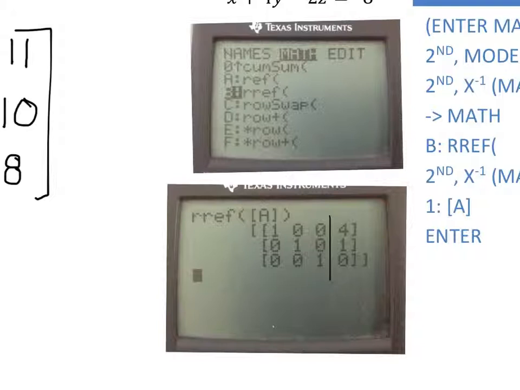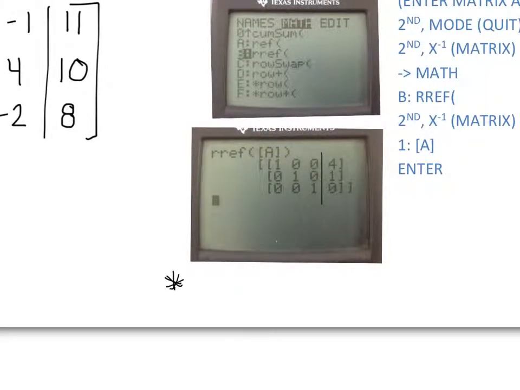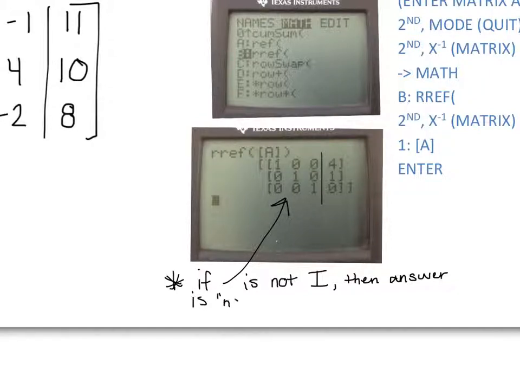Nice. Okay, so in order for your answer to be like an ordered triplet, you have to see the identity there. If you do not see the identity, then your answer is no unique solution. So maybe you want to write that down. If that is not the identity, and it may only be off by one number, but even if it's off by one number, it's still not the identity, then the answer is no unique solution.